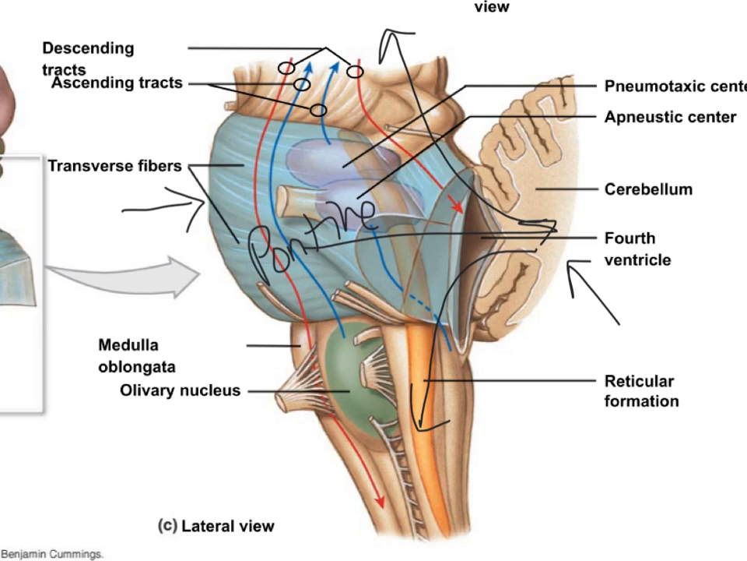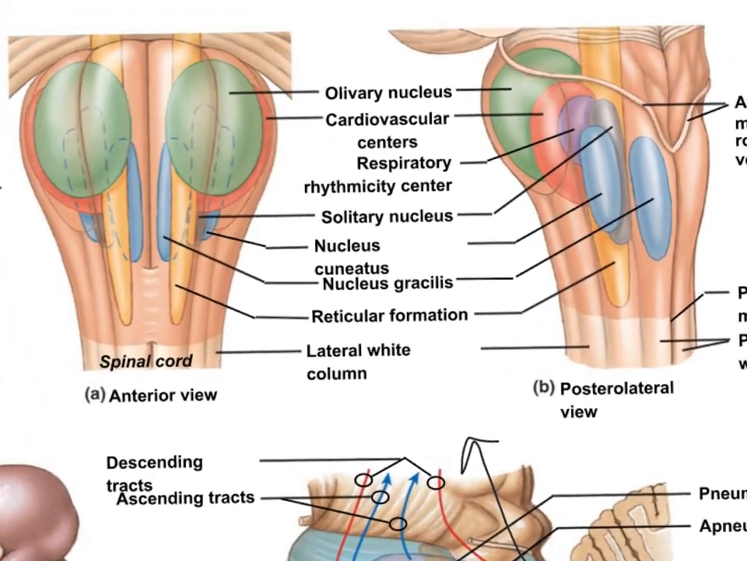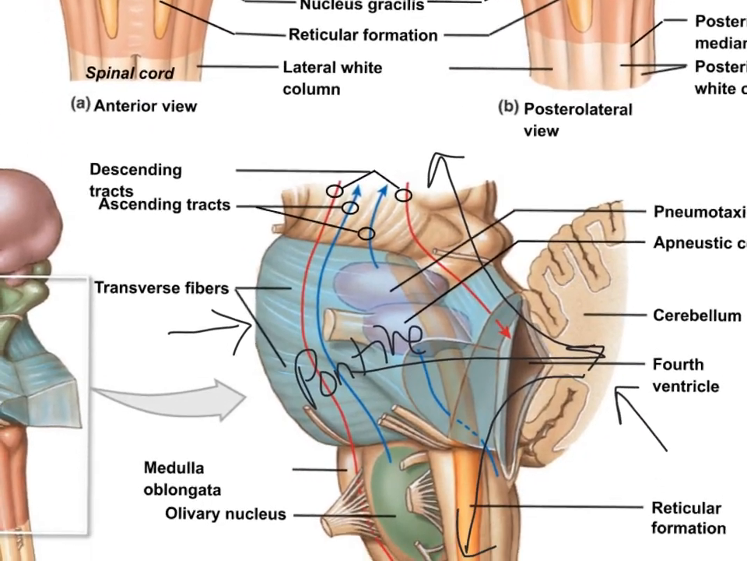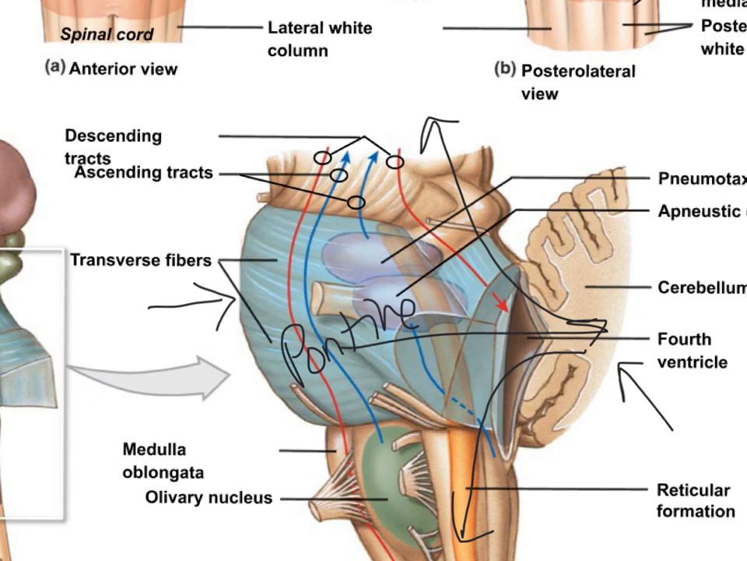All right, let's see what other pictures I have here. Ah, there we go. The midbrain is going to sit right above the pons, and the midbrain has an area that's called the corpora quadrigemina. Okay, so this is the midbrain.